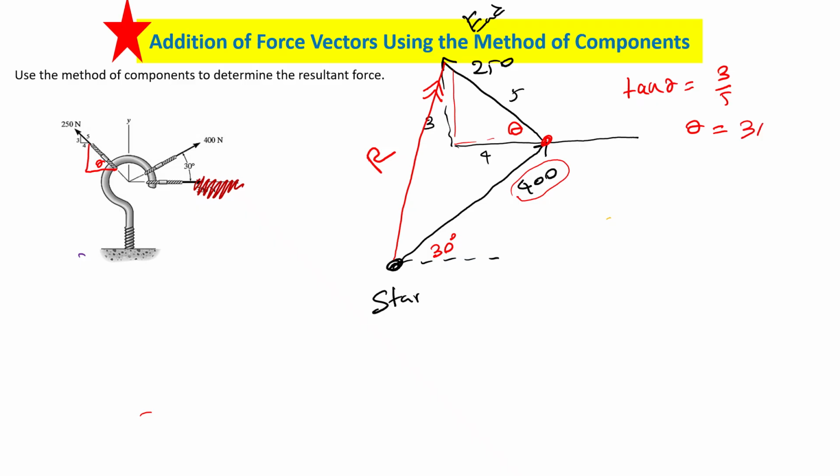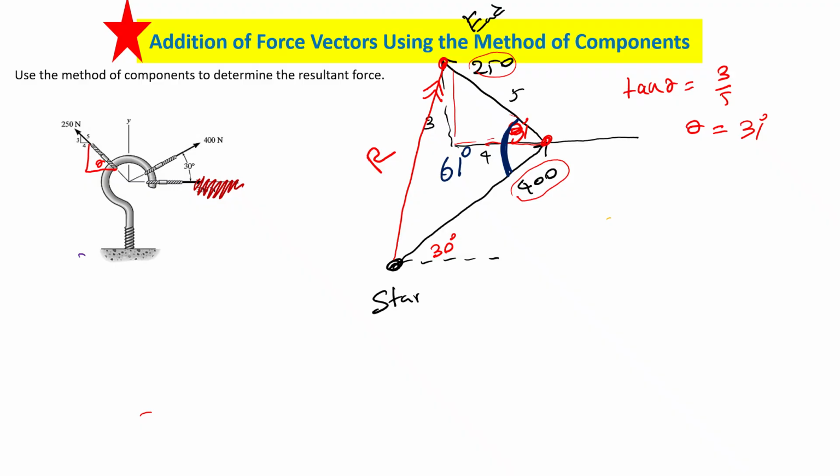31 degrees. So this is 31 degrees. So from the horizontal axis it is 31 going 250. So this is the end. Start to end will give you the resultant. So now we know this total angle is 61 degrees. Agree or not? Okay, now you can use the cosine rule.